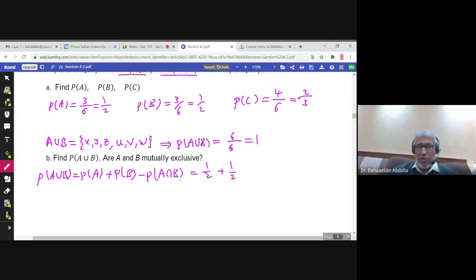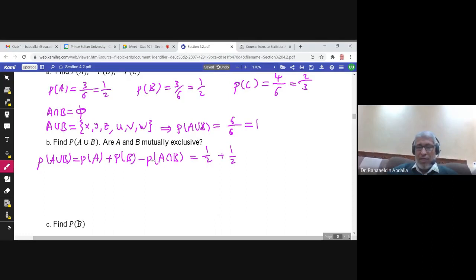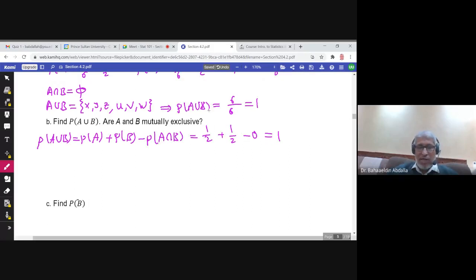Now we need to find probability of A intersection B. So we need to find A intersection B. A intersection B are all the elements in A and B at the same time. If you look carefully, X is here, but it is not here. Y is here, but it is not here. Z is here, but it is not here. So nothing in common. So A intersection B is phi. Probability of phi is 0. So minus 0. So the probability of A union B would be 1. It will give you the same answer. So you can find probability of A union B either by this method or that method.